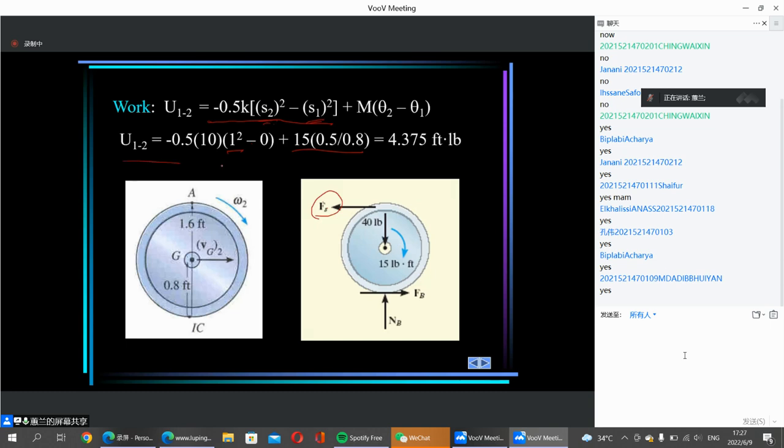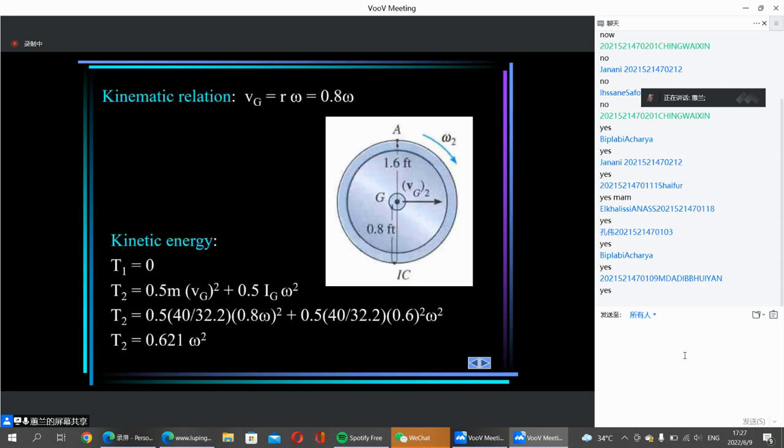Okay, so other forces, we have the weight. There is no displacement for the gravity center, so weight does no work. And the normal force, the displacement is always perpendicular to the normal force, no work. And the friction force, again, because the contact point is the IC, and the IC has zero velocity, so the friction does no work. Okay?